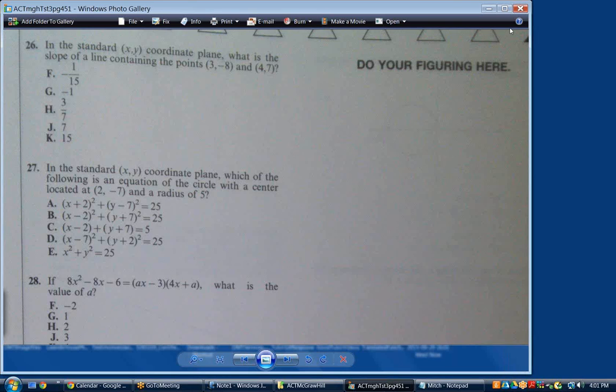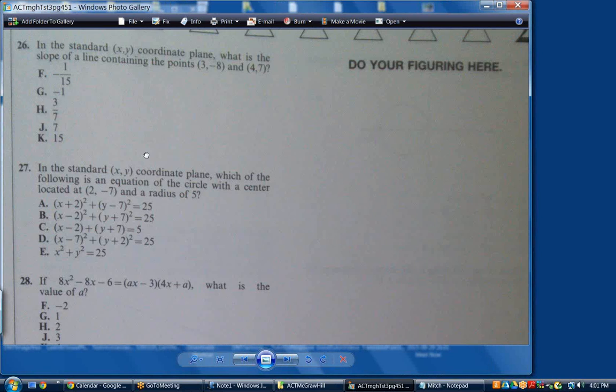ACT stuff. According to my notes, we went through 25 last time, so let's start on 26.